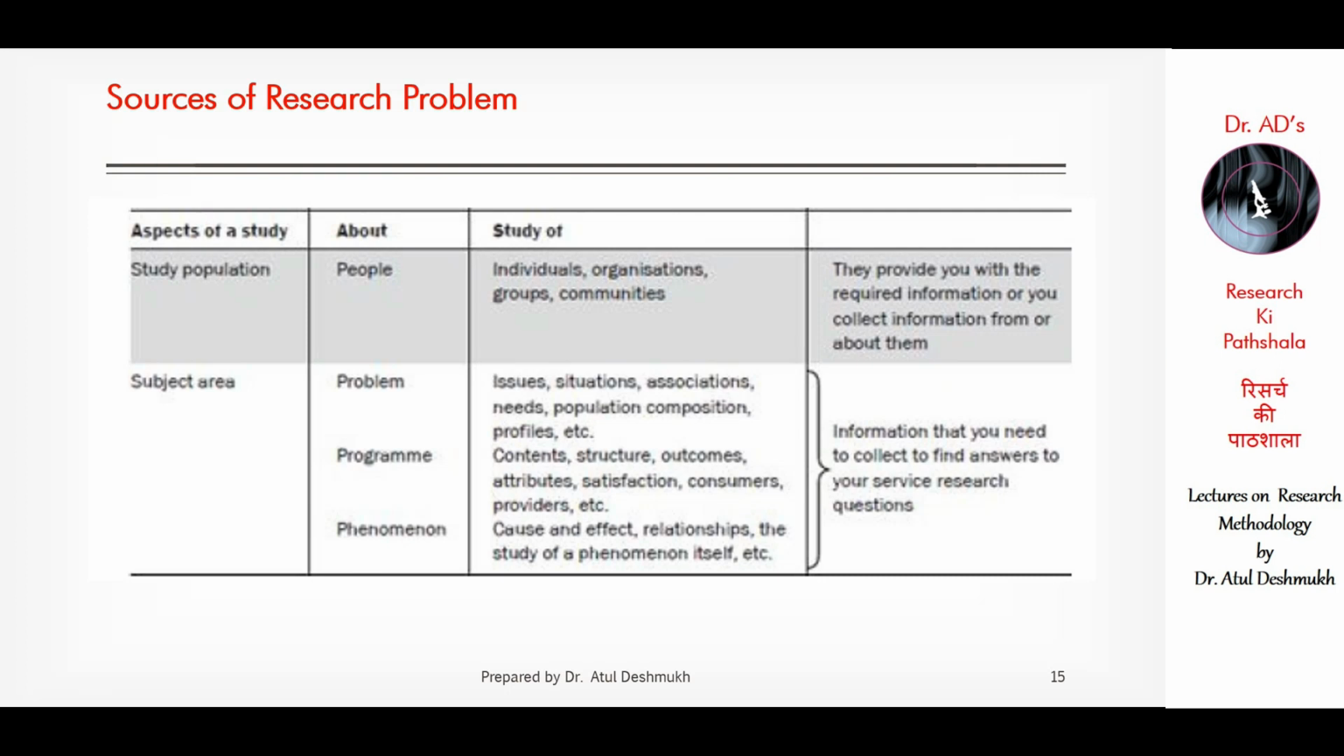So that is a cause and effect correlation, or a relationship between cause and effect. So that is a phenomenon. Phenomenon means what? You study a cause and effect relationship. So that is the source of my research problem. These all are sources of your research problem: people, problems, programs, phenomenon.